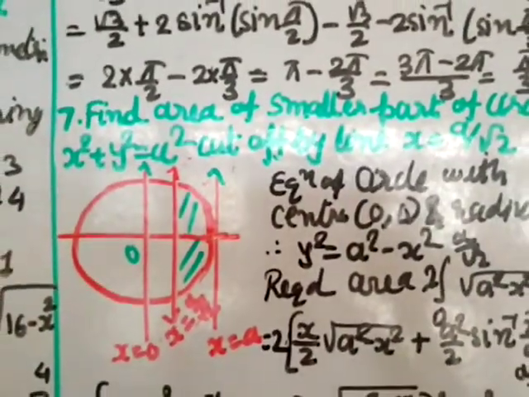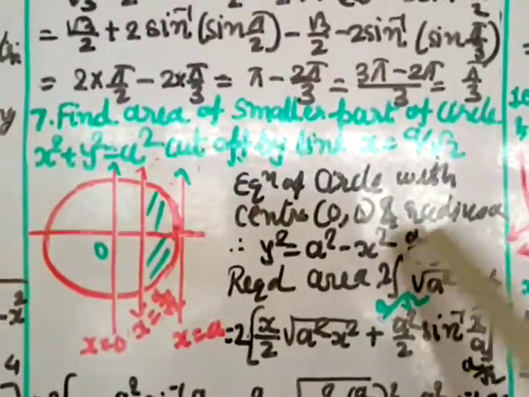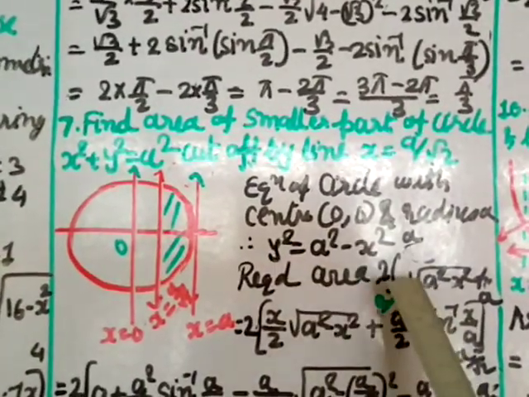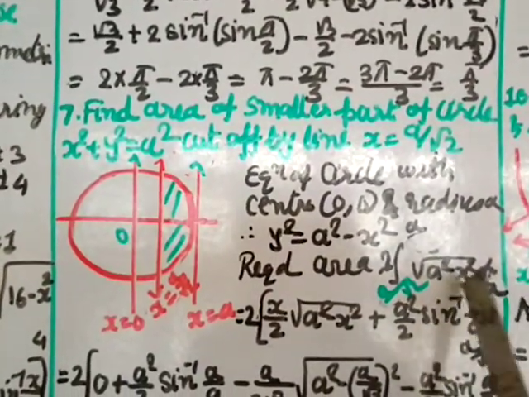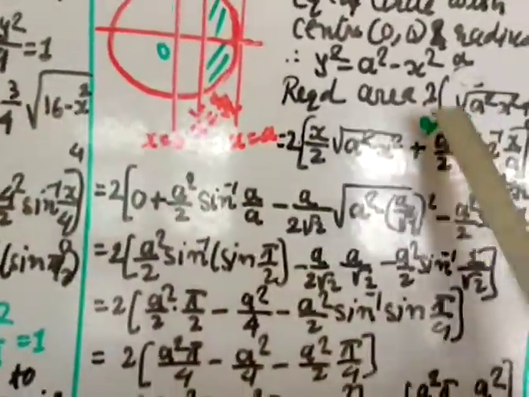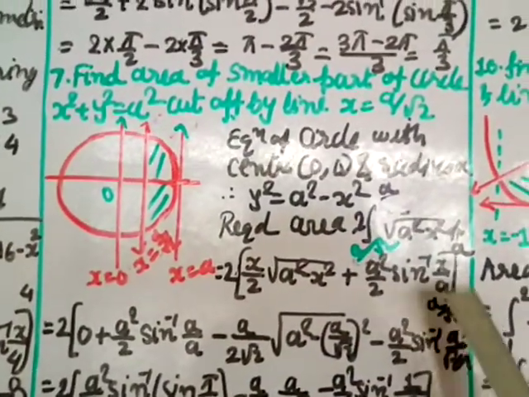Let me change, see I have changed, it is from a by root 2 to a, I had made a mistake. Square root of this one, because it is y square, so you have to write the square root of a square minus x square dx. This is the direct formula, so I will directly apply it here. This 2 is there, then x by 2 square root of a square minus x square plus a square by 2 sine inverse x by a, limit a by root 2 to a.